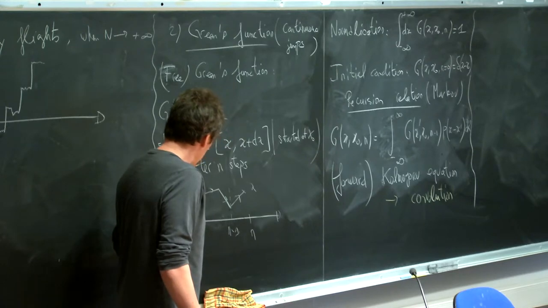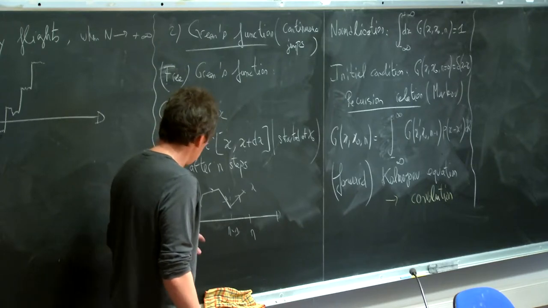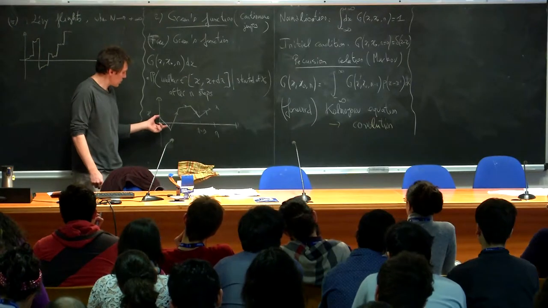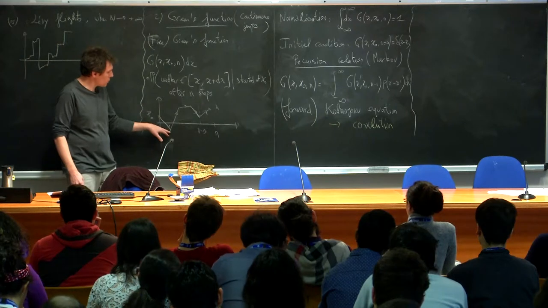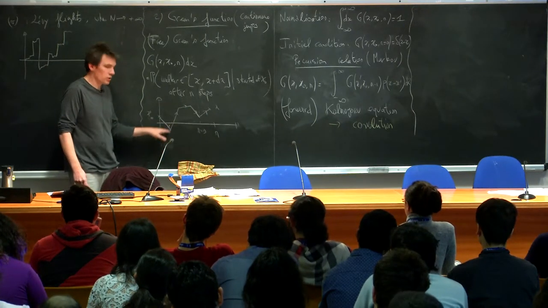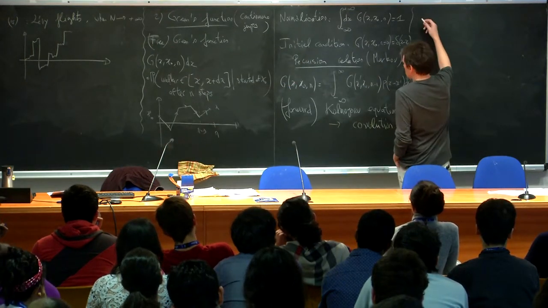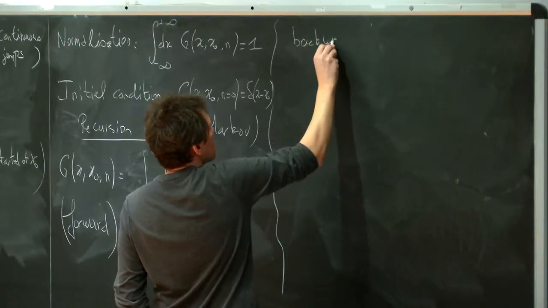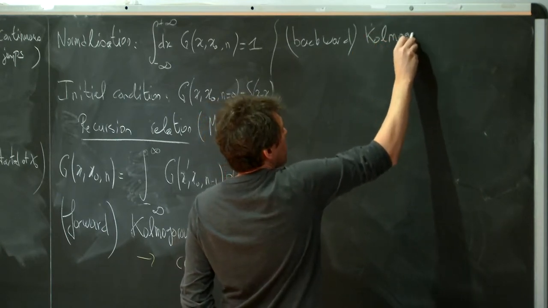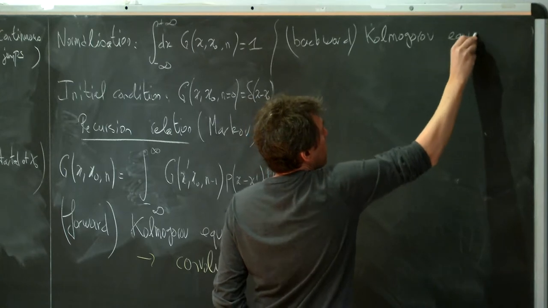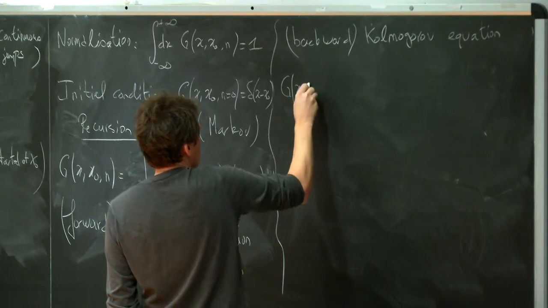I can do exactly the same kind of argument by saying that the probability to arrive from x naught to x is basically the probability to make just the first step between x naught and x prime 0, and then propagate from x prime 0 to x, and then I will have to sum over this first point here. So that's very simple here, and at the moment there is nothing special, but you will see a bit later that it matters. So that's the same. Let's see whether we got it.